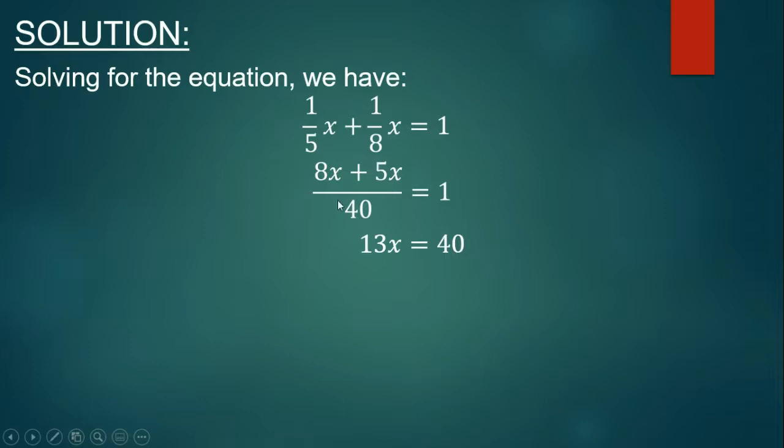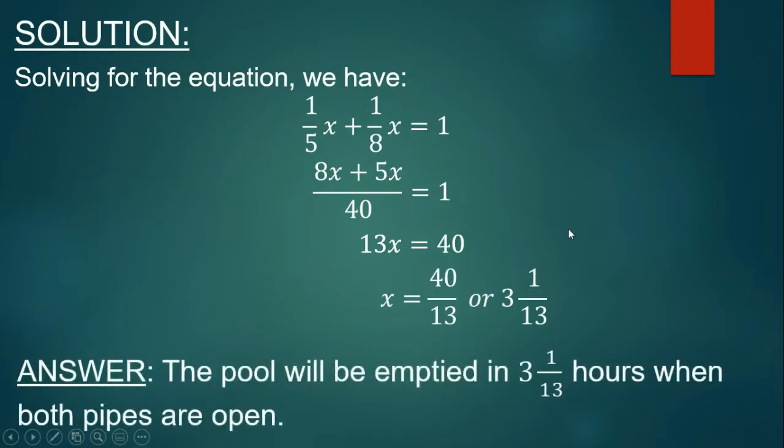I-cross multiply natin siya. So 13x times 1 is 13x. 40 times 1 is 40. So para ma-alis yung numerical coefficient ni x dito, which is 13, we divide both sides by 13. So doing so, it will give us x is equal to 40 all over 13 or 3 and 1 all over 13. Therefore, our answer will be the pool will be emptied in 3 and 1/13 hours when both pipes are open.